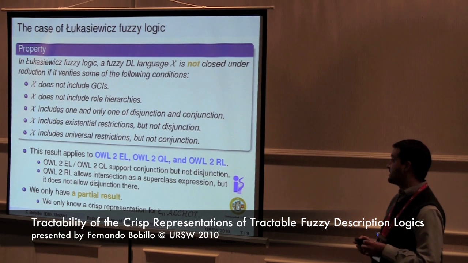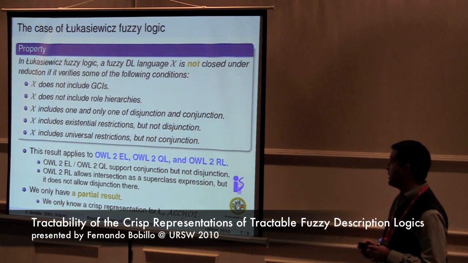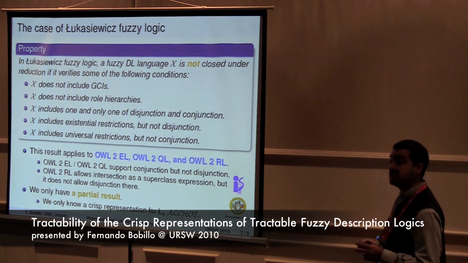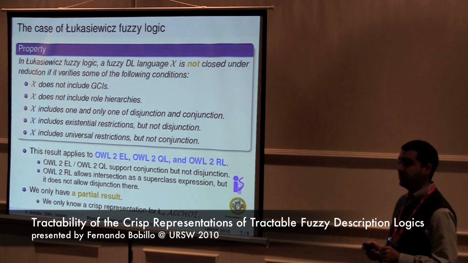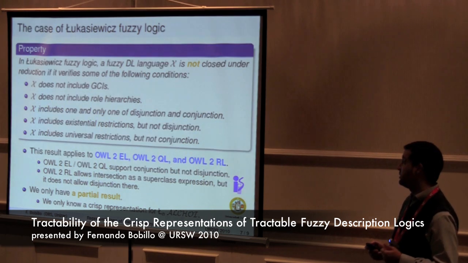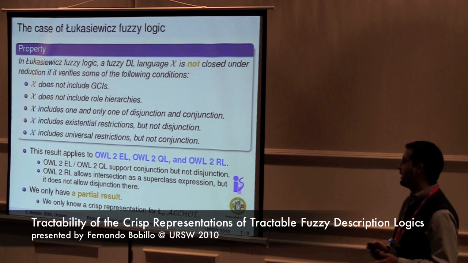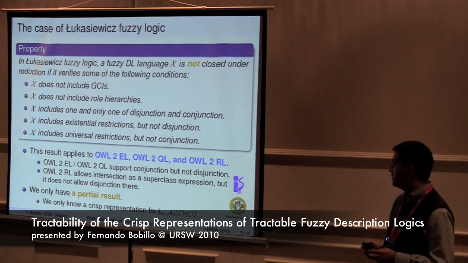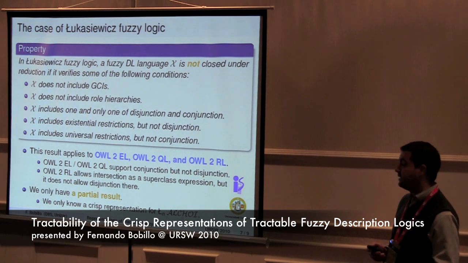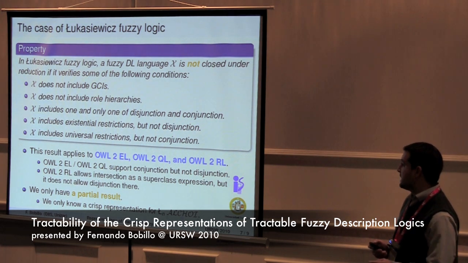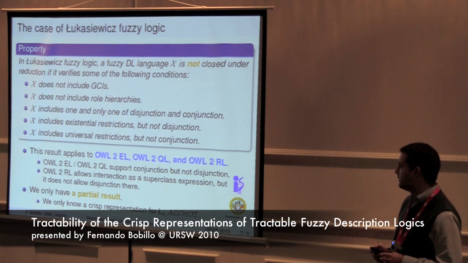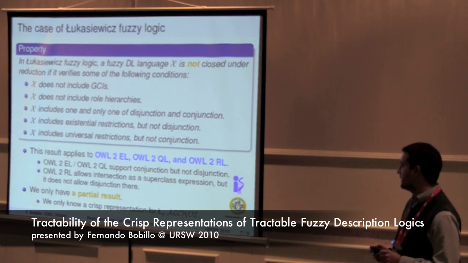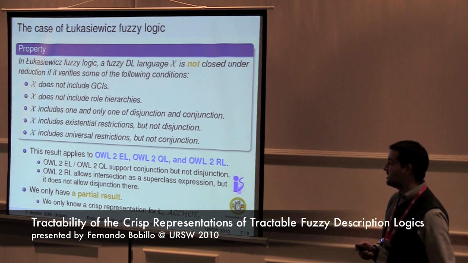Now the case of Lukasiewicz fuzzy logic, which is different to the previous one. Now the property is formulated in a different way. In Lukasiewicz fuzzy logic, a description language is not closed under reduction if some of the following conditions are verified. The language does not include GCIs, it does not include role hierarchies, it includes one and only one of disjunction and conjunction, because either of them needs the other one. If the logic includes existential restrictions but not disjunction, again the same reason, during the reduction of existential restriction we need disjunction. And finally, if the language includes universal restriction but not conjunction.